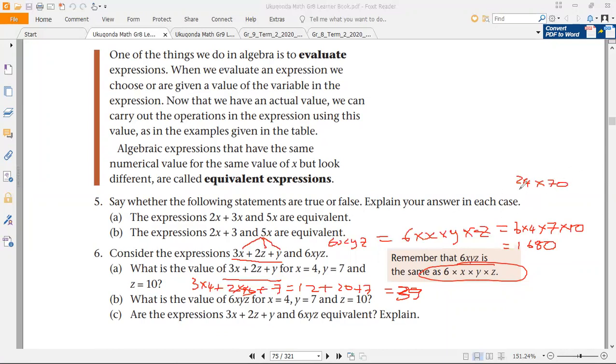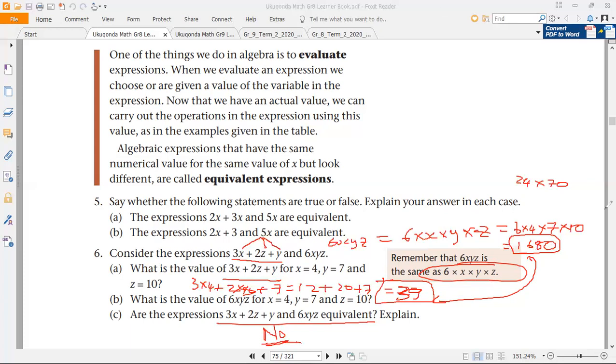So that's another way to look at it if you don't want to multiply everything out at the same time. So guys, are they equivalent? That's the question. The answer is no. Why? Because we don't get the same value when we substitute. I spoke about substituting. So after evaluation, we don't get the same value. 1,680 is way bigger than 39. So these expressions are not equivalent.